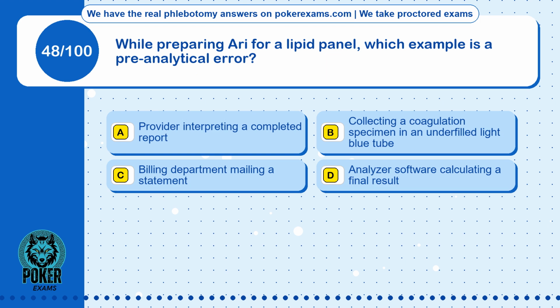Question 48. While preparing ARI for a lipid panel, which example is a pre-analytical error? Option A, provider interpreting a completed report. Option B, collecting a coagulation specimen in an underfilled light blue tube. Option C, billing department mailing a statement. Option D, analyzer software calculating a final result.